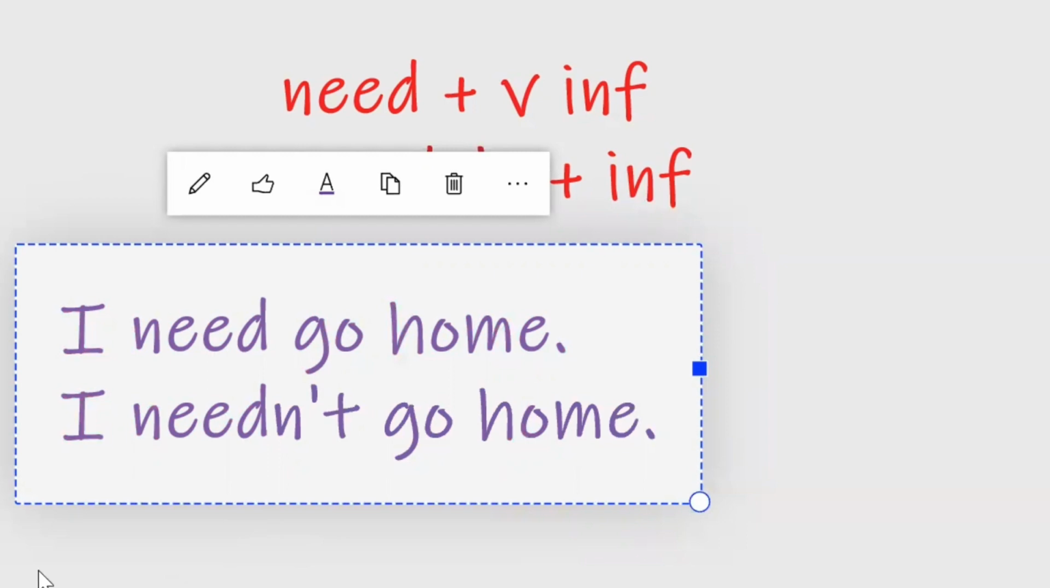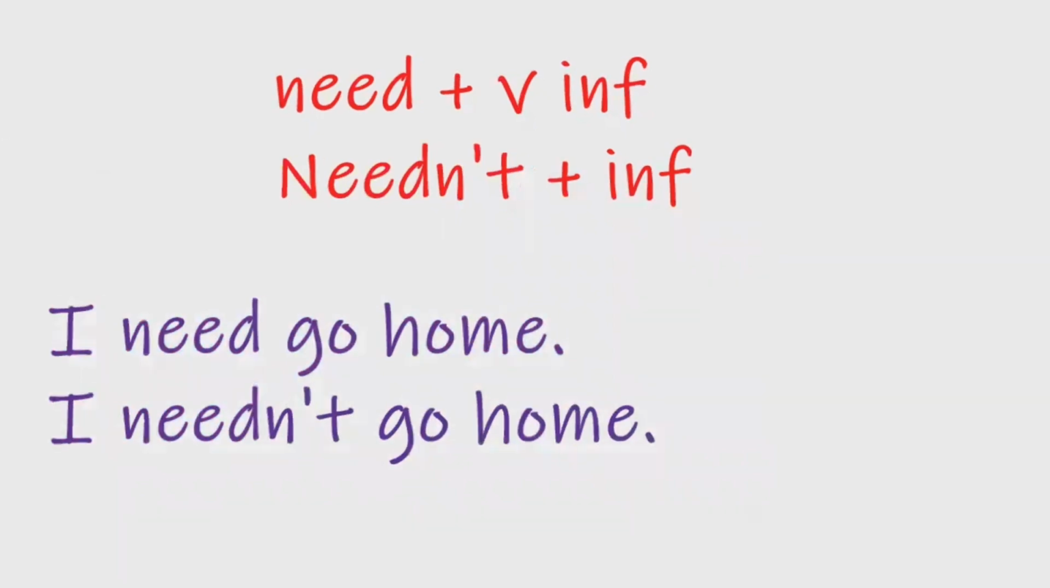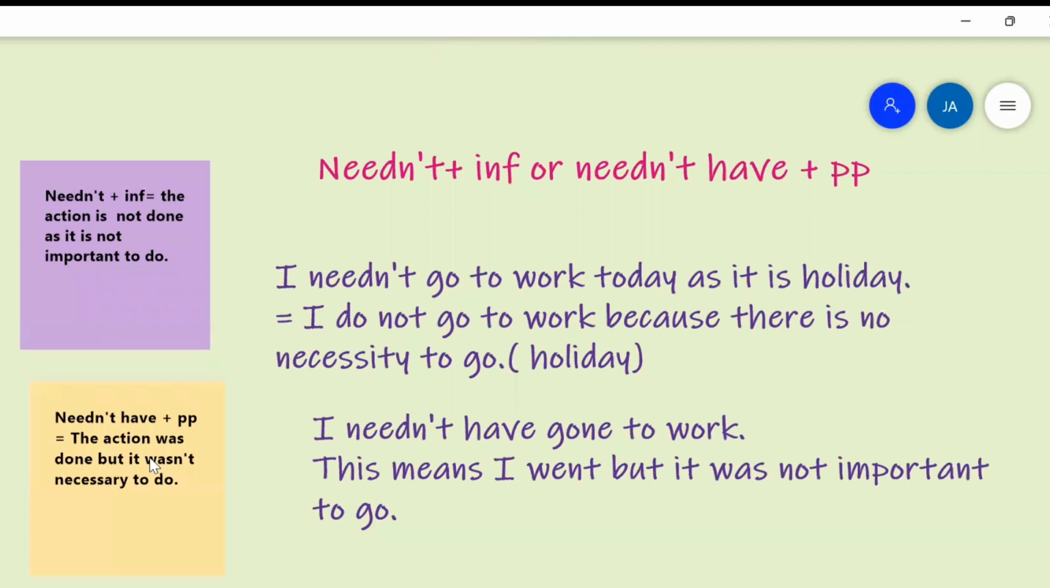But here we have to know another idea. What is this idea? Let's move to what I aim to give you an idea about now. What is the difference if I say needn't plus the infinitive form of the verb, and needn't have plus the past participle? Need, present necessity, or negative necessity, or lack of necessity, plus infinitive form, and needn't have plus a past participle form of the verb. This is a past necessity or past lack of necessity. Let's see the difference between them.